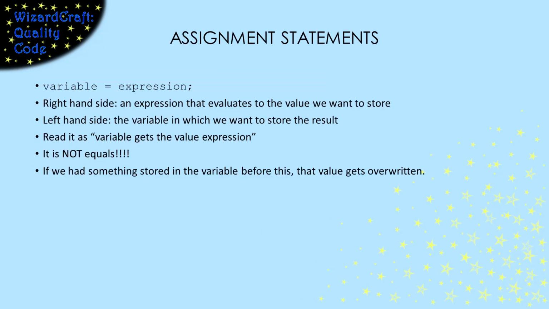We use assignment statements to store information into variables. They are always of the form variable name, equals sign, expression. The right-hand side is an expression that evaluates to the value we want to store. And the left-hand side is the name of the variable where we want to store the value. Read these as variable gets the value expression. That equal sign does not imply that they are equal. It isn't a comparison. It's an action. Since variables can only hold one thing, any value that was in the variable before gets overwritten with the new value.